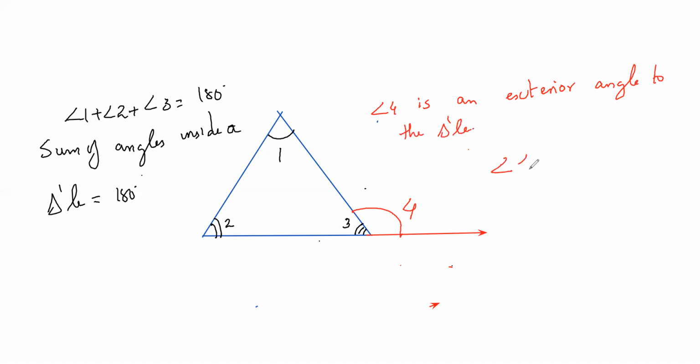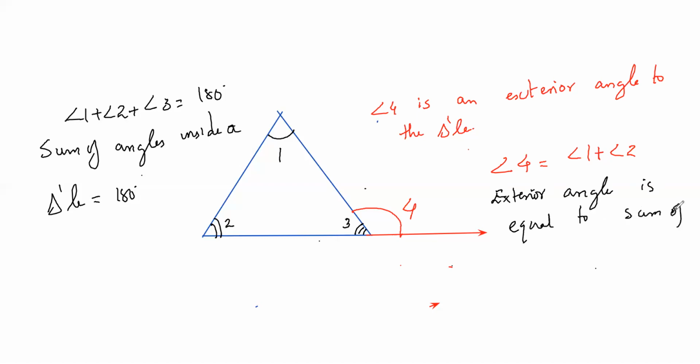So angle 4 is equal to what? Angle 1 plus angle 2. So the exterior angle is equal to the sum of the two interior opposite angles. What is this property? I will again write down here in words. The exterior angle is equal to the sum of the two interior opposite angles.